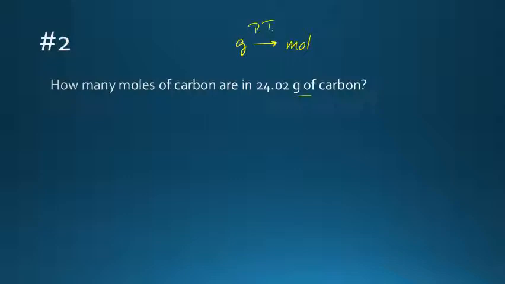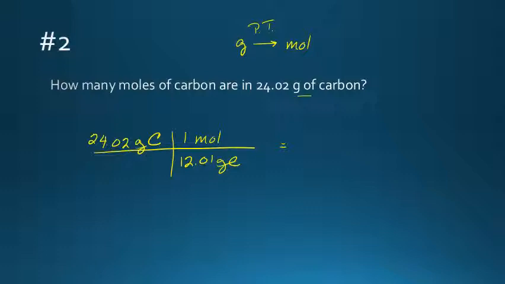So we're going to start with 24.02 grams of carbon. Don't drop units, please. According to the periodic table, for every 12.01 grams of carbon, we have 1 mole of carbon. Well, the grams cancel. I'm left with moles of carbon, which is what I want, and I don't even think I need a calculator for this. Nah, I don't need a calculator.